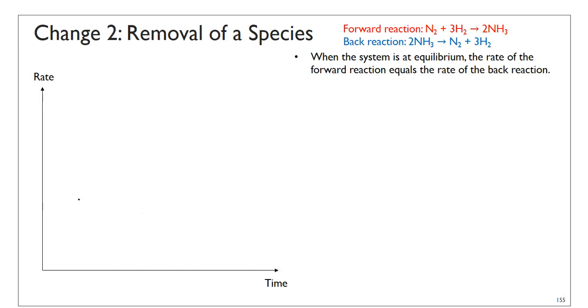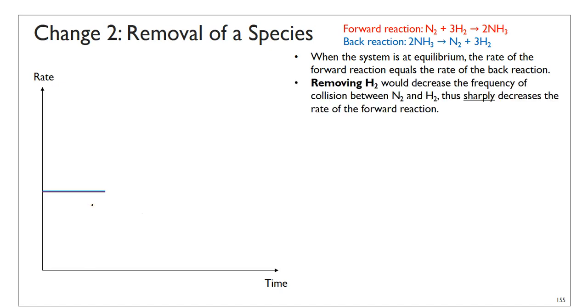So if you think about it in terms of a rate of a time graph, once again, before the change is applied, the system is at equilibrium. So you have the rate of the forward reaction equal to the rate of the back reaction. When I remove hydrogen, it is going to decrease the frequency of collision between nitrogen and hydrogen. So once again, it is only going to affect the rate of the forward reaction because hydrogen is a reactant for the forward reaction. So that is going to cause a sharp decrease in the rate of the forward reaction.